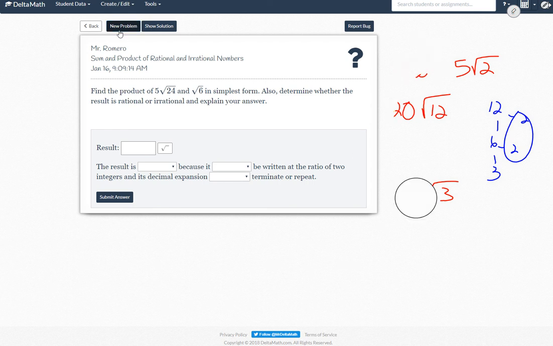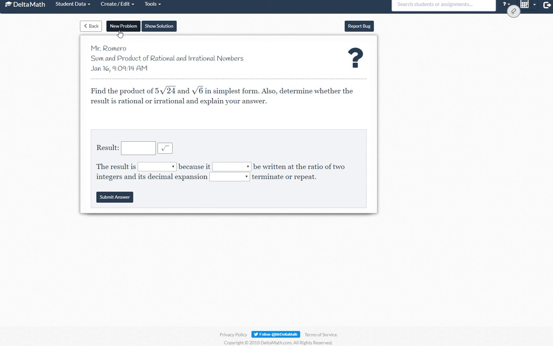Sorry, I want to keep on doing them until we get another adding one. So we've got time. Product here. 5 square root of 24 times square root of 6. Here's where we get confused. Do the radicals need to be the same when they're multiplying? No. It's just outside with outside, inside with inside. 5 times 1 is 5. 24 times 6 is 144.